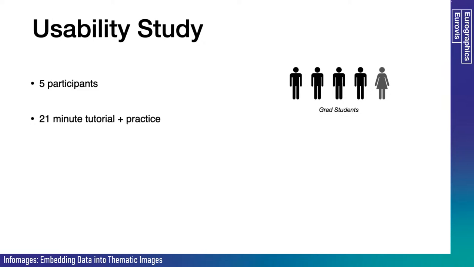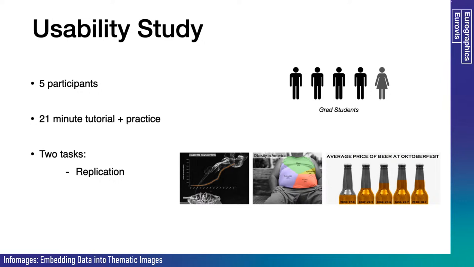The first was a replication task, where they had to replicate in 1 overlay chart and 2 fill charts, a single object and a multiple object fill chart. The second task was a creation task. They were given multiple data sets and they could select any data set they liked and create an infomage of their choice. We studied 3 main aspects.